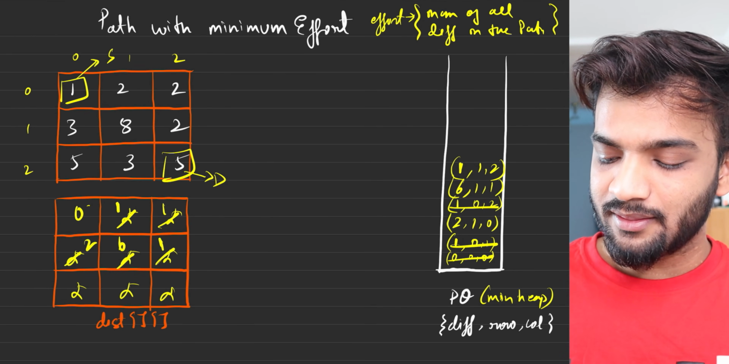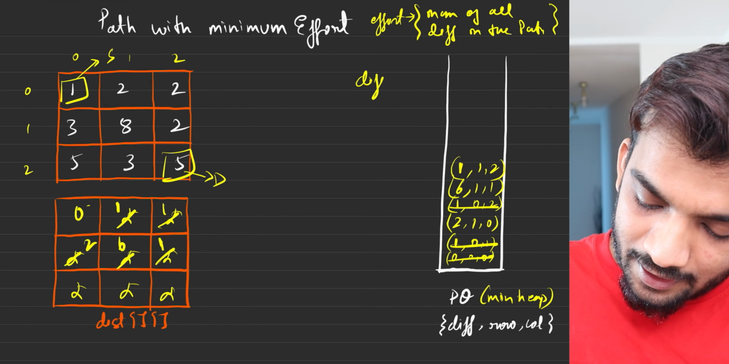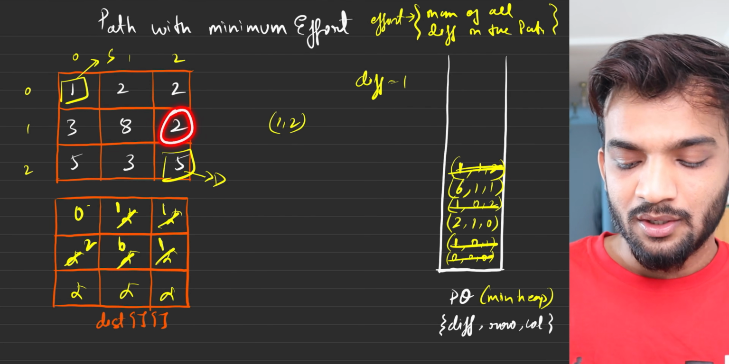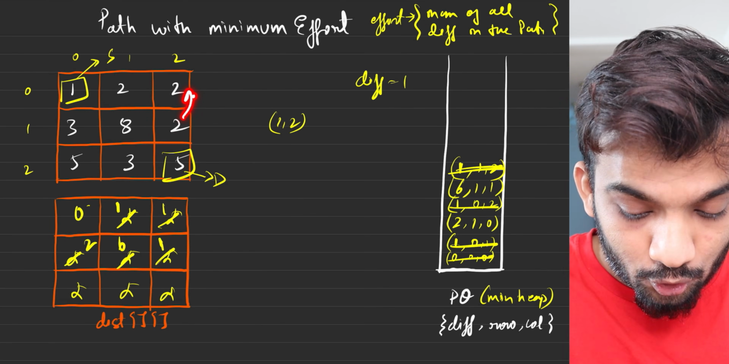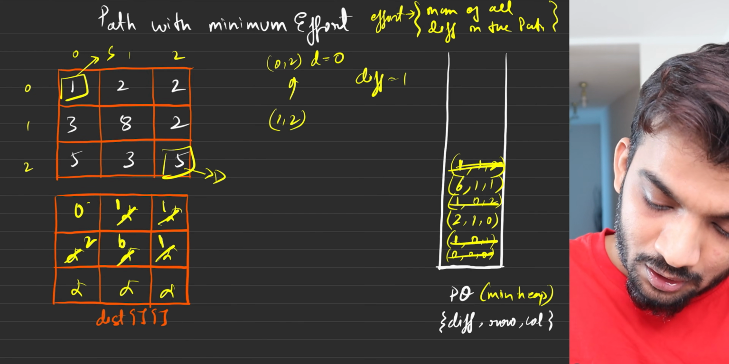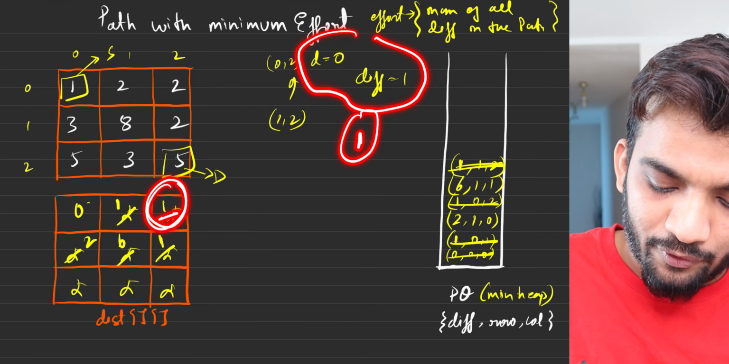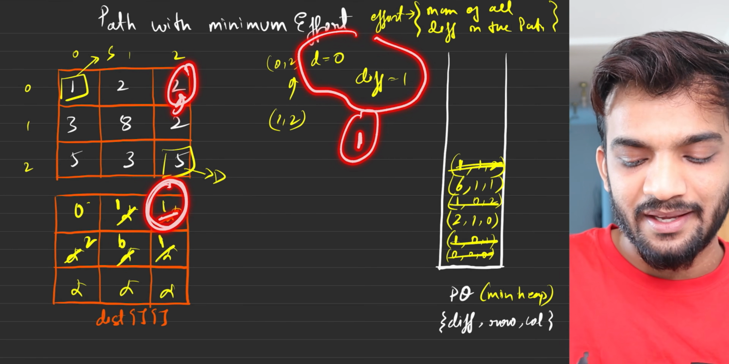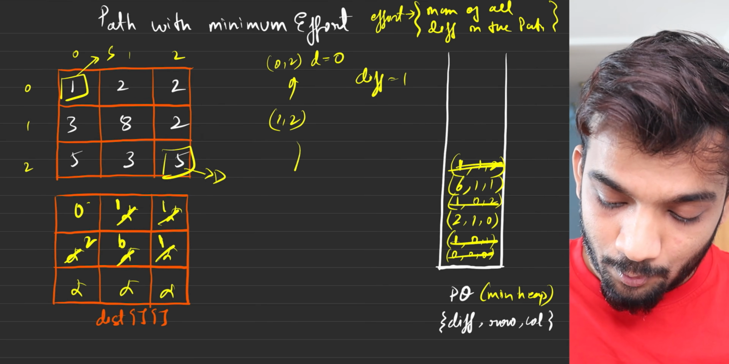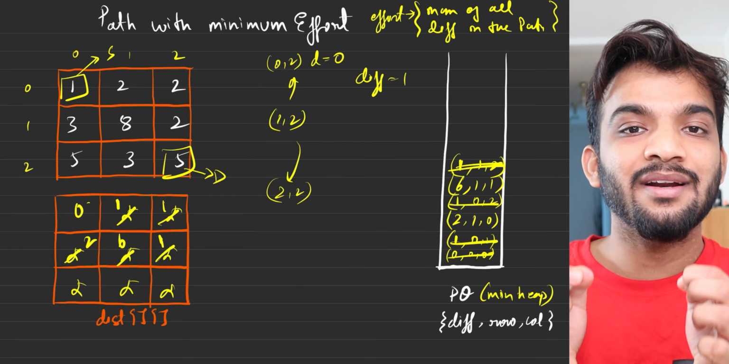Which will be the next guy in the priority queue? Obviously 1 comma 1 comma 2. So the difference is now 1. And you are at 1 comma 2, which is this portion. Can I go top? I can go top, but if I try to go top, which will be 0 comma 2 with a difference of 0, then also the maximum is 1, which we already have over here. So we will not go to the top. Instead of that, can I go right? No, there's no one. Can I go bottom? I can go bottom, which is 2 comma 2, which is apparently your destination.